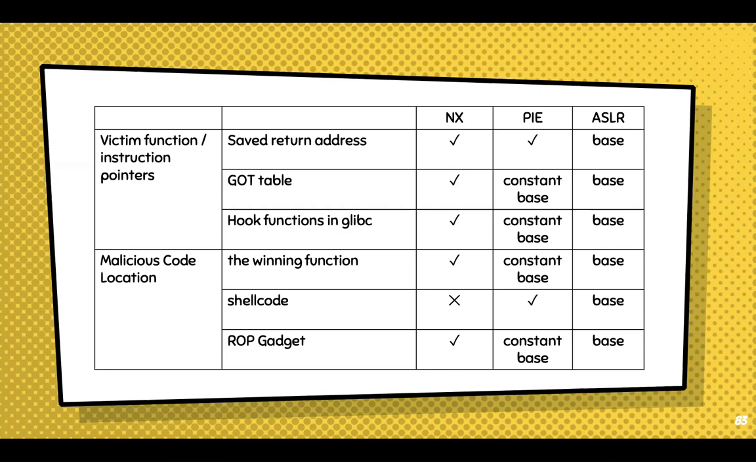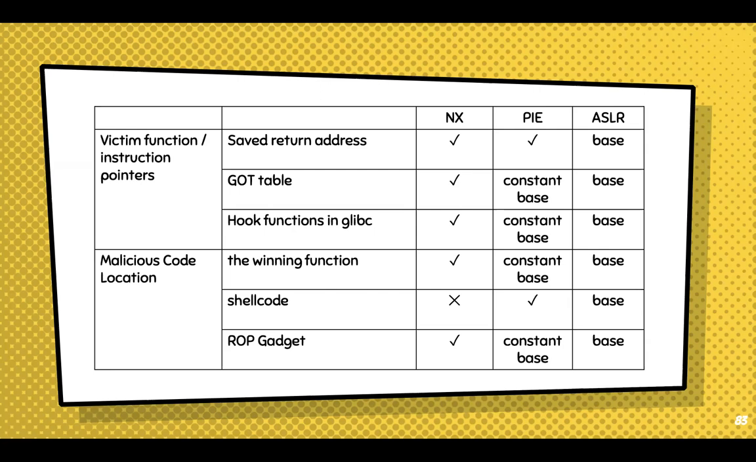When NX is enabled, you will not be able to use shellcode anymore. When PIE is enabled, you can still use shellcode. You can get the same return address in the same place all the time, since it is on the stack. However, for everything else, such as the global offset table, libc hook functions such as malloc hook, the winning function and ROP gadget, they're all going to be offsets. So you need to get the base. And the nice thing is that the base is going to be constant. So you can just run the process for the first time, get a base, and then run the process for the second time and do all those exploits using the offsets that you got before.